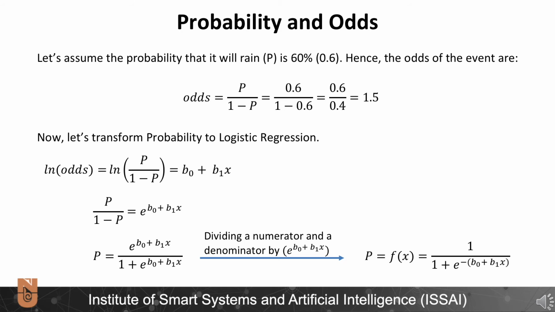Now, let's transform probability to logistic regression. Logarithm of odds is equal to b0 plus b1x. By manipulating this equation, we get that probability, which is f of x, is equal to 1 divided by 1 plus e to minus (b0 plus b1x).